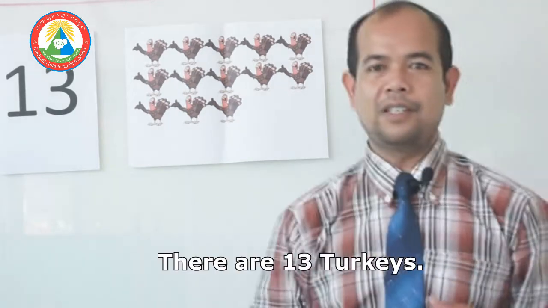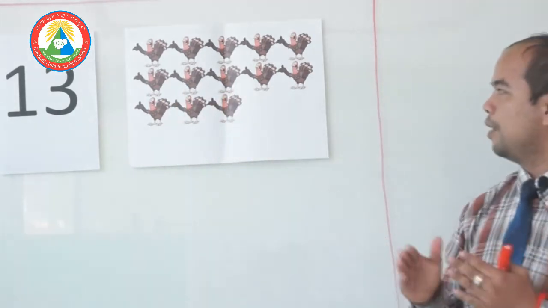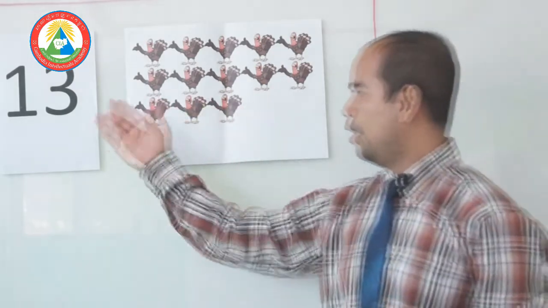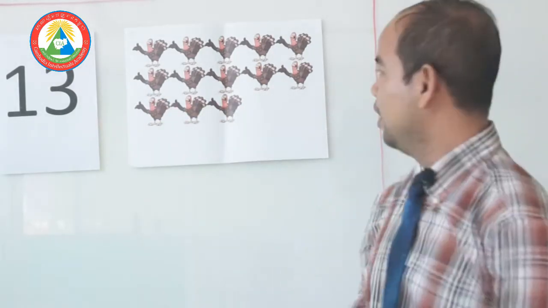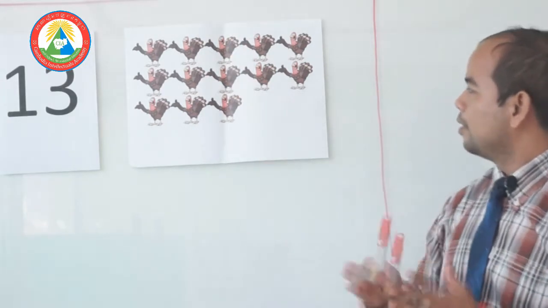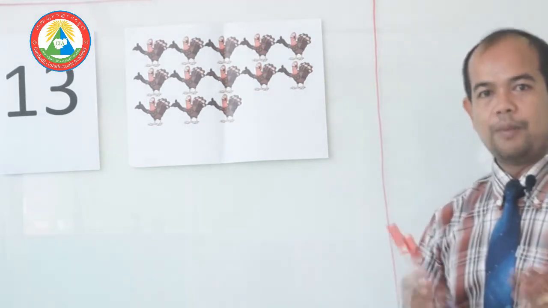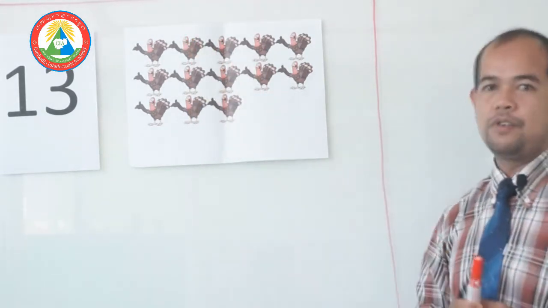Very good. There are 13 turkeys. It's the amount of the 13 turkeys that represent number 13. So now I give you time to count the quantities of the turkeys on a piece of paper, without me pointing. All of you count them.